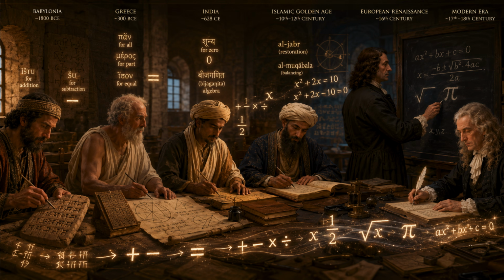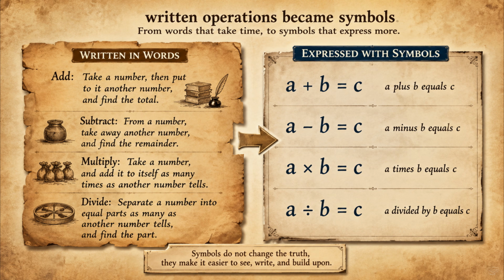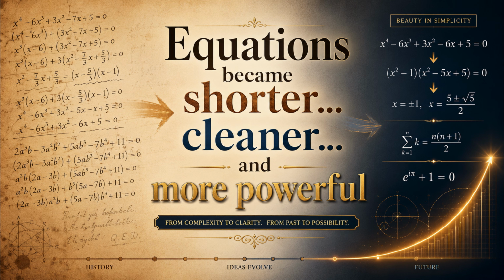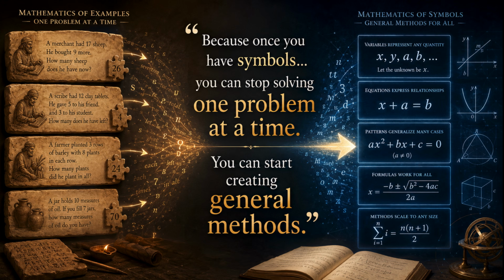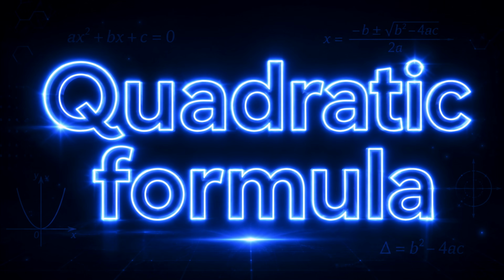But slowly, mathematicians started developing symbols. Unknown quantities began to be represented by letters. Operations became symbols. Equations became shorter, cleaner, and more powerful. This changed everything. Because once you have symbols, you can stop solving only one problem at a time. You can start creating general methods. And that is where the modern quadratic formula begins to appear.